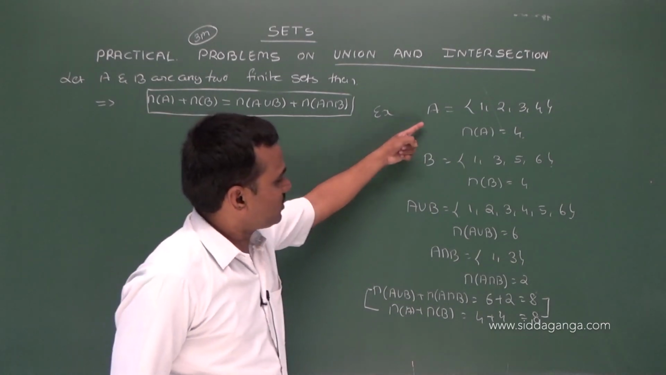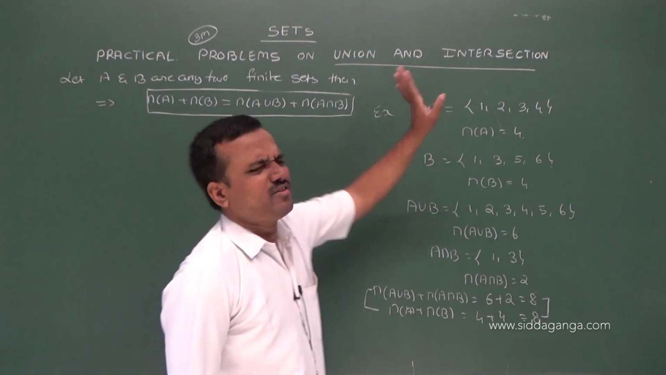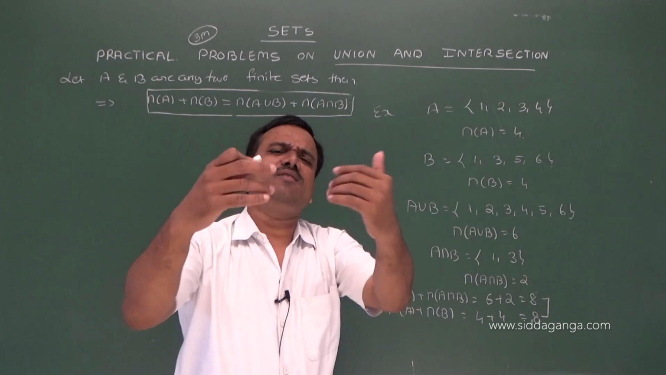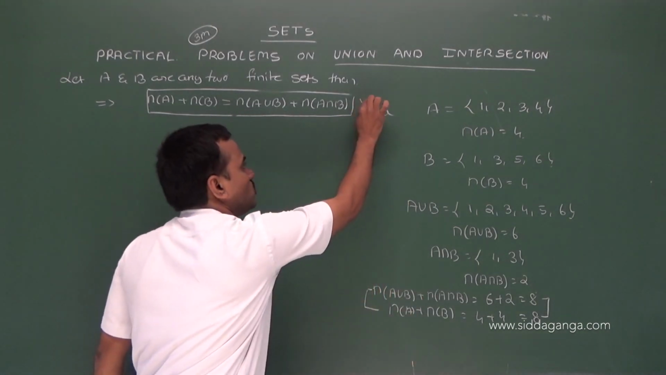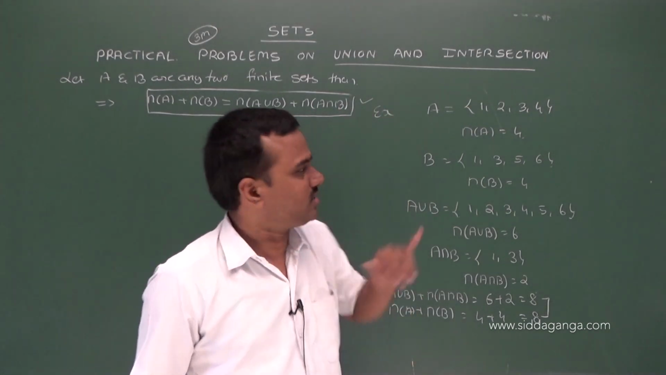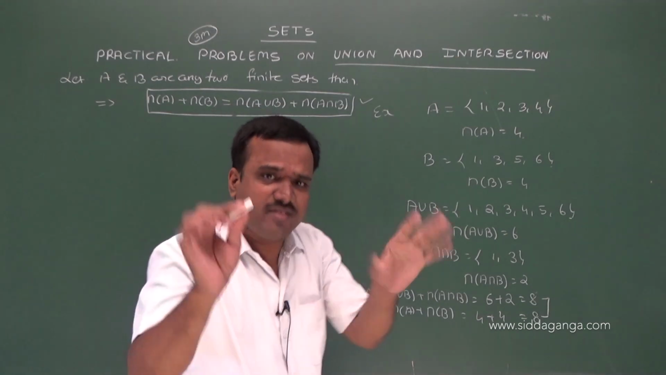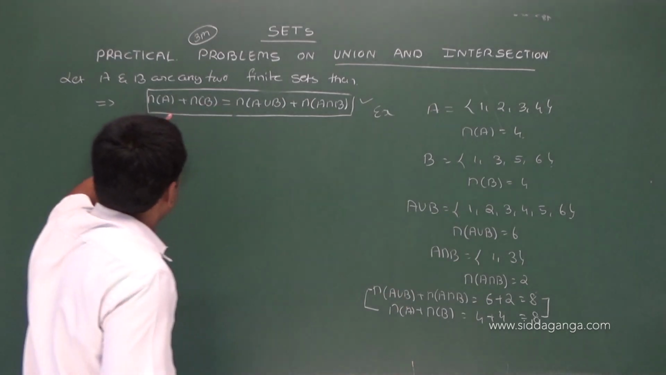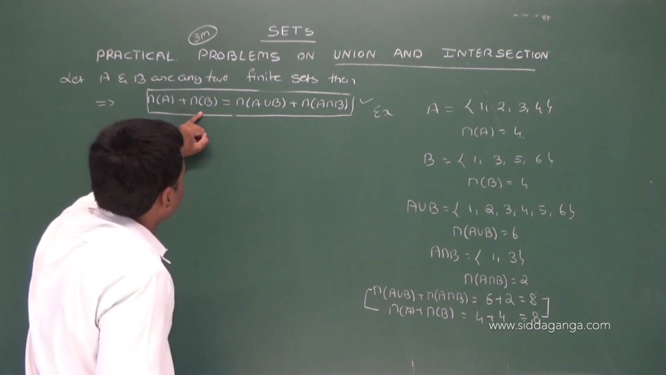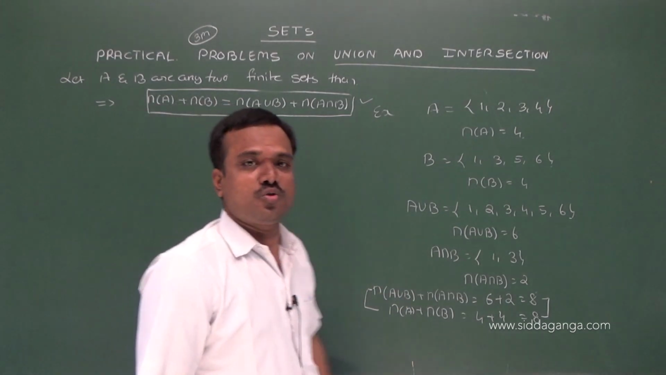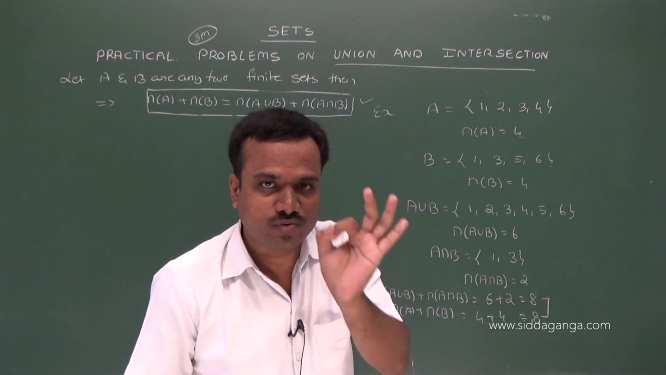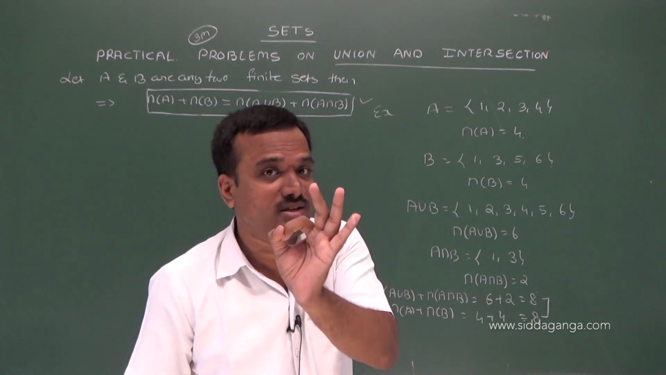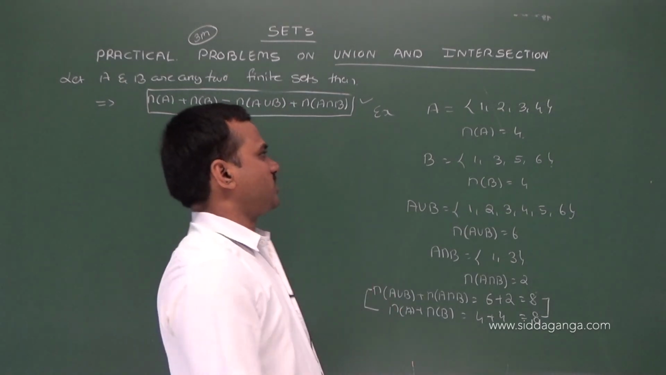So observe here the concept. For any finite sets, if you want to take any finite sets, this result holds true. Clear now? This result holds true for any finite sets, and you can also solve with them. So n of A plus n of B is always equal to what? n of A union B plus n of A intersection B.